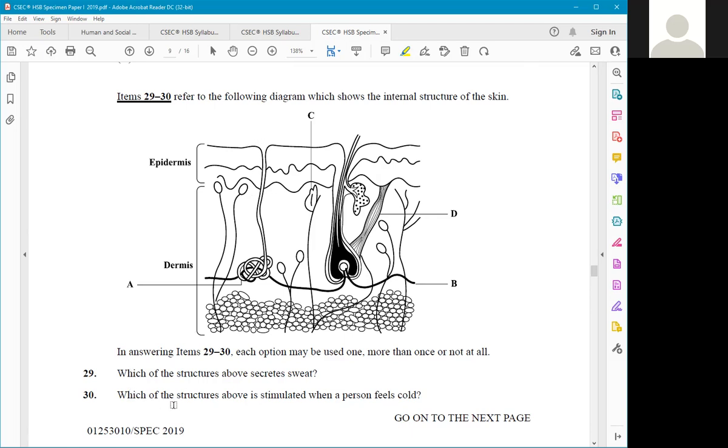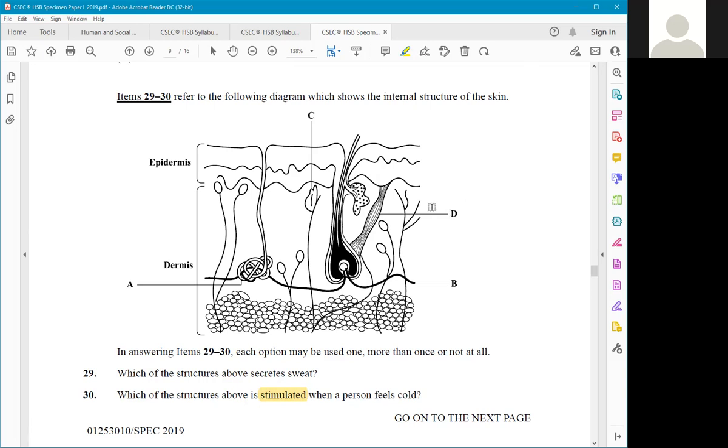Which of the structures above is stimulated when a person feels cold? You see, I don't like that kind of question, because it's ambiguous. It's asking for more than one answer. When you use the word stimulated, you're expecting a receptor to be affected by the temperature to tell you that you feel cold and cause you to do something. But the answer CXC is looking for is D, the erector muscle.